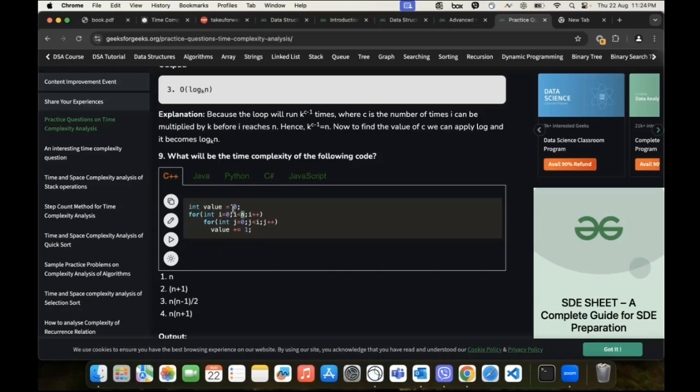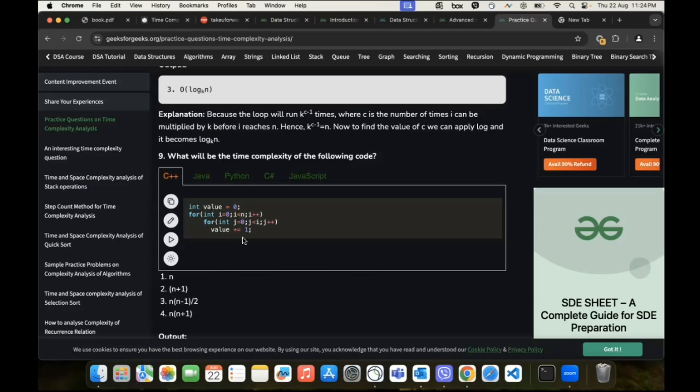And if it will go from 0 to n minus 1, correct? For 0, it will run 0 times. For 1, it will run 1 time. So 2 times, 3 times, till n minus 1. N minus 1 will be n minus 1 times.